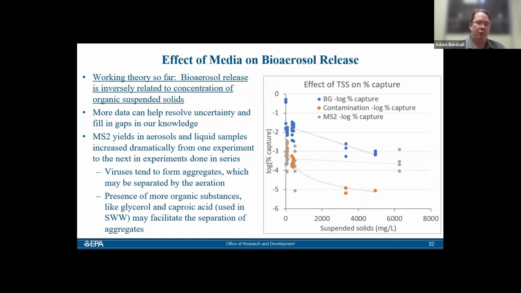So our working theory so far is that the bioaerosol release decreases as the concentration of suspended solids increases. However, we're still conducting experiments to try to fill in the gaps. I'm hoping that more data will help to resolve our uncertainty here, and let us know if there are other factors at play. This particular figure shows a log percent of capture for individual experiments plotted against their concentration of suspended solids on the x-axis.